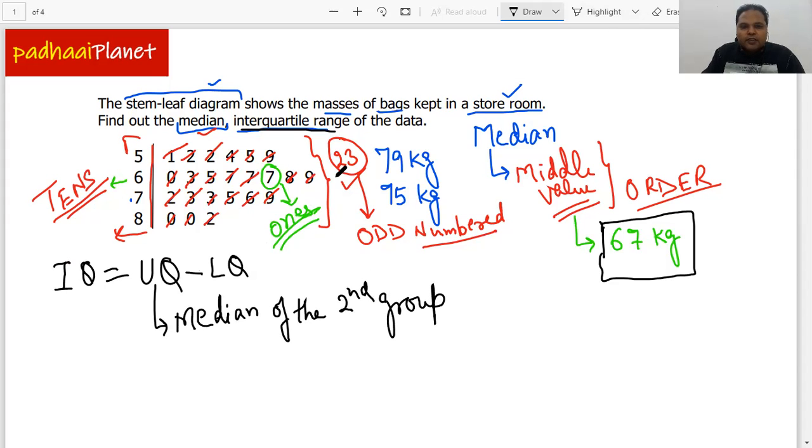right? Basically, this median divides the entire data set and entire stem and leaf diagram into two parts. One is the second half and the other one is the first half. So median of the second group is the upper quartile. Now, how we find it out is again very, very simple. Let's just clean it for you. Yes, now it is fine.